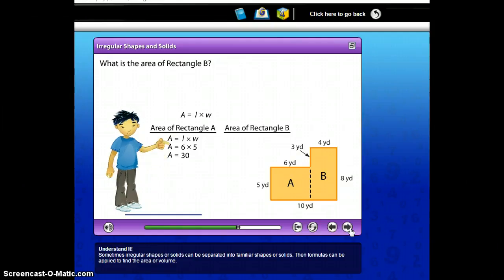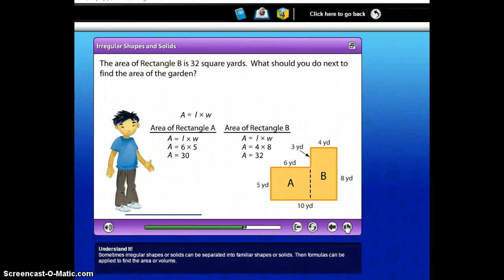What is the area of rectangle B? Length times width? Those measurements are going to be what, Hope? 4 times 8. Yes, my length is 8. My width is 4. This 3 is nothing that we really need to know. It's extra. But if you look, this is 3, and this here is 5. 3 plus 5 equals 8, which is what this side is. So we're going to take 4 times 8, Hope, which is 32 yards squared. The area of rectangle B is 32 square yards.